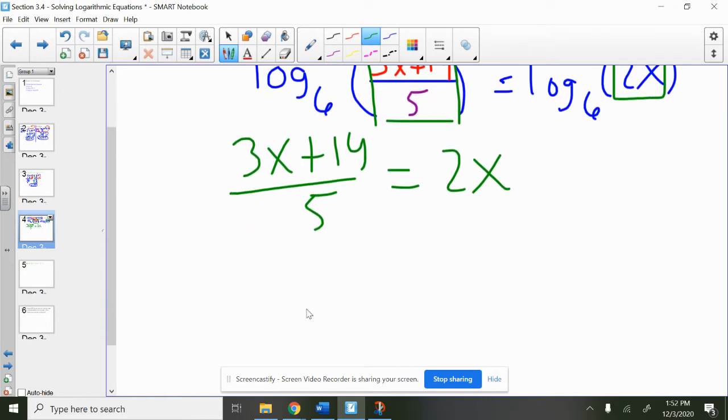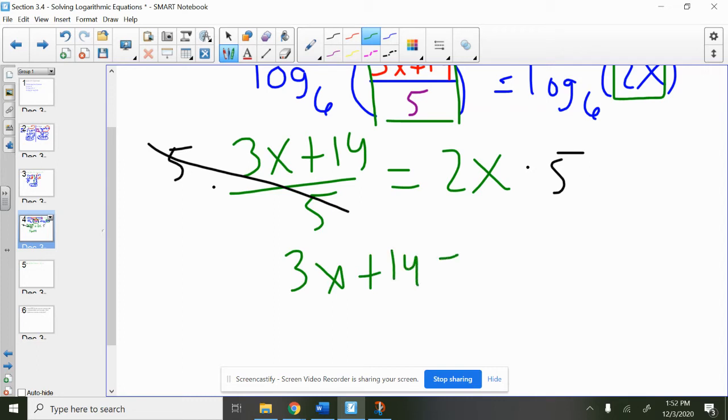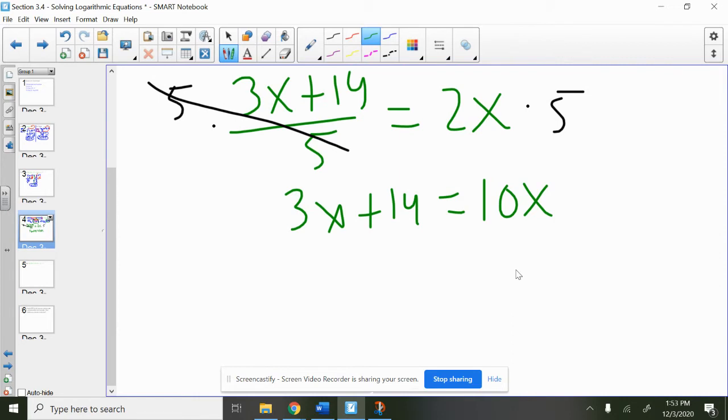Now, some of you might get a little stuck on what to do here. Well, the first thing I would do is get rid of this whole thing. The whole thing is being divided by 5. The opposite of dividing by 5 is to multiply. So I can multiply this by 5, and I can multiply that by 5. That'll give me 3x plus 14 equals 10x. And then go ahead and solve it.